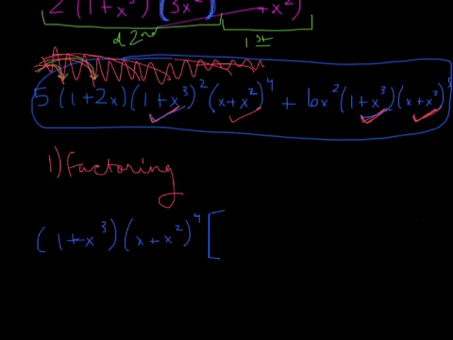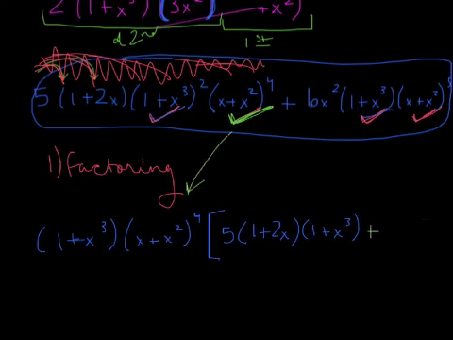With what's left in the first, I still have the 5. I still have the 1 plus 2x. I took out 1 of the 1 plus x cubed, but I still have 1 left. But I took out all of the x plus x squared to the fourth. I took out all 4 of those, so there's none of those left. Okay, now let's go to the second expression. I still have 6x squared. I don't have that 1 plus x cubed because I took it out. But I do have one of these left because I only took out 4 of them. So I have x plus x squared left inside.